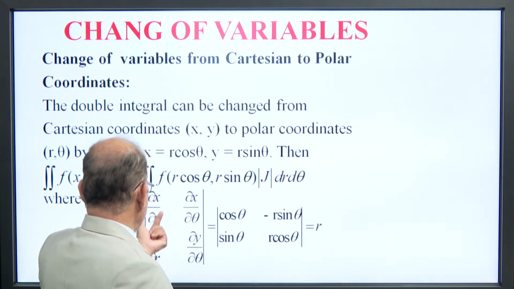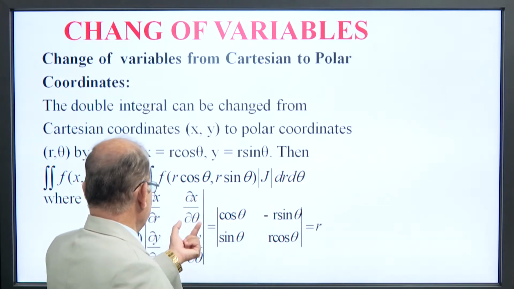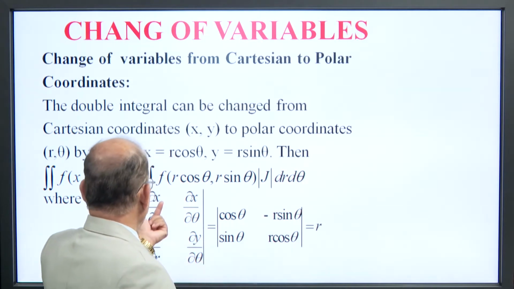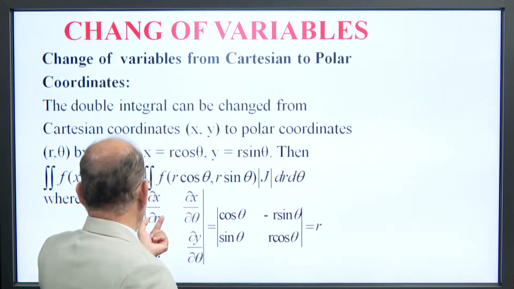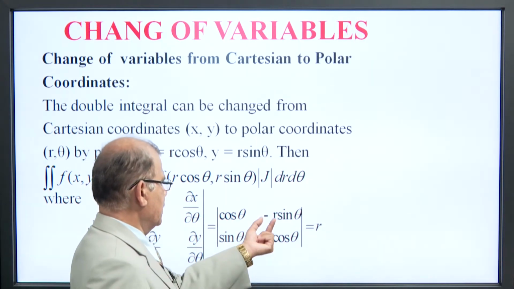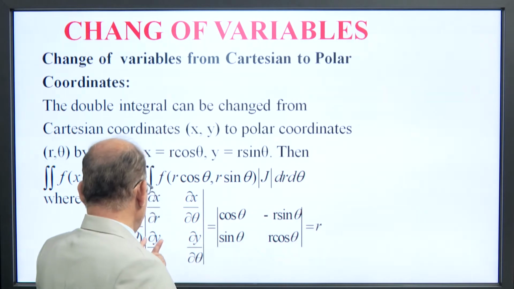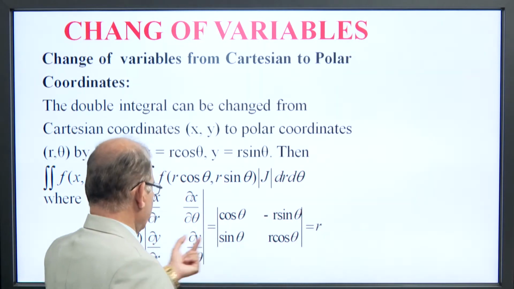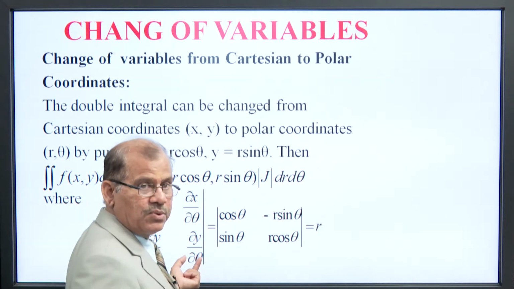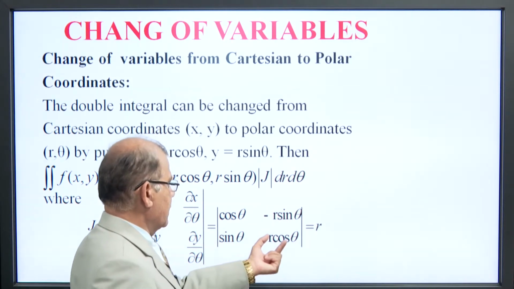It is the determinant of del x by del r, del x by del theta, del y by del r, del y by del theta. Differentiate x with respect to r, we get cos theta. Differentiate x with respect to theta, we get minus r sin theta. Differentiate y with respect to r, we get sin theta. Differentiate y with respect to theta, we get r cos theta.